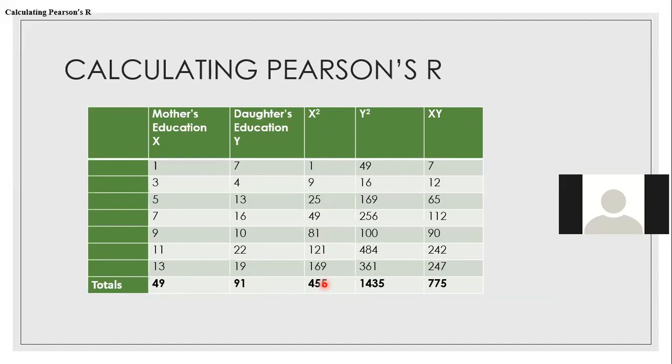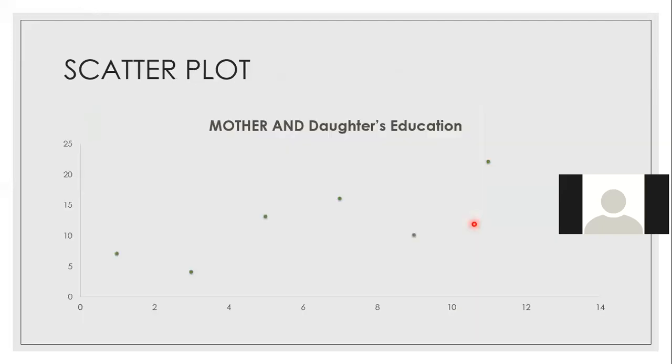So we square 1, which gives us back 1. We square 3, which gives us 9. 5 gives us 25. 7, 49, and so on. So we square all the x's, and likewise for the sum of y squared, we square all the y's. It also requires the sum of xy, and so we multiply the x times the y. So that gives us 7, 4 times 3 is 12, 5 times 13 is 65, and so on, and we total the columns. So what you add to this table depends on what your formula requires of you.